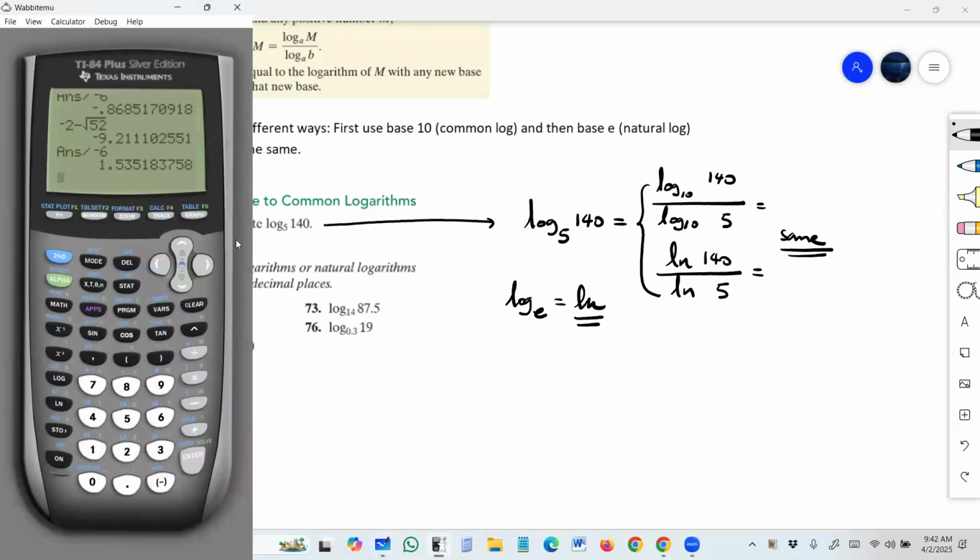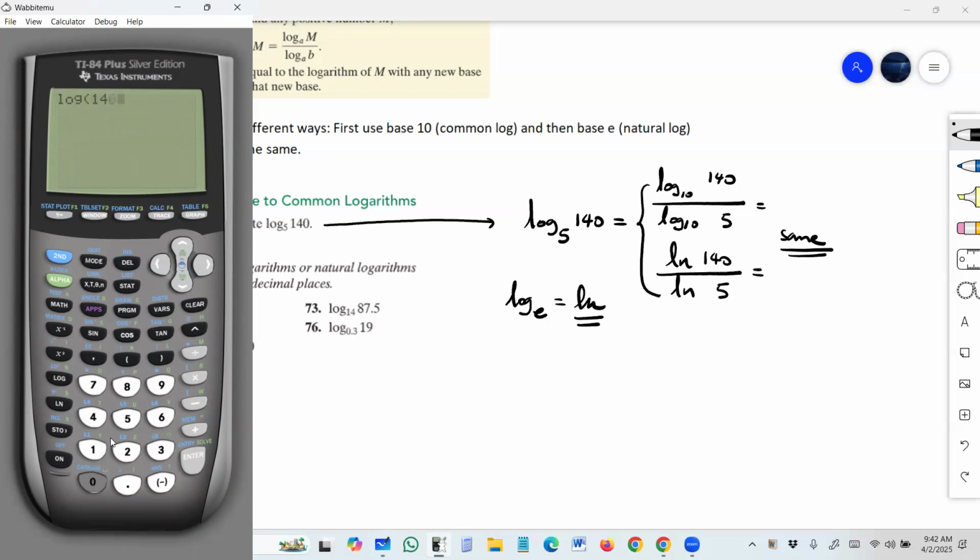So here's my calculator. And I am going to use the log function first. Notice that the log function here means log base 10. And right underneath it, I have ln, which means log base e. So I'm going to do the first one first, log, and this is log base 10.